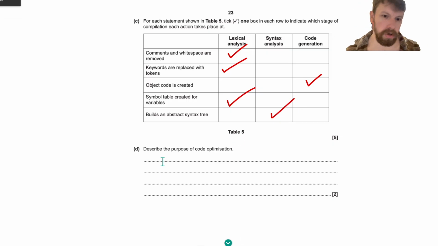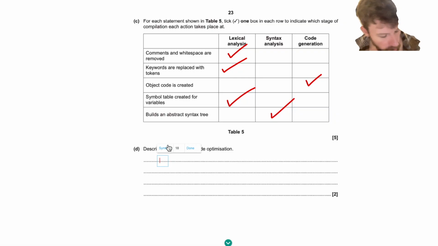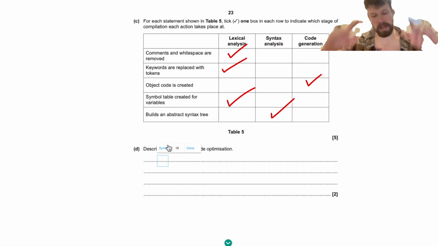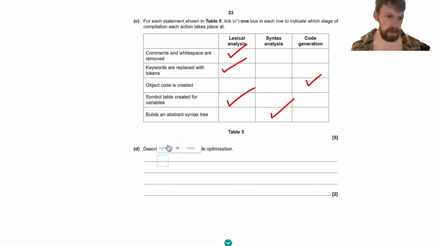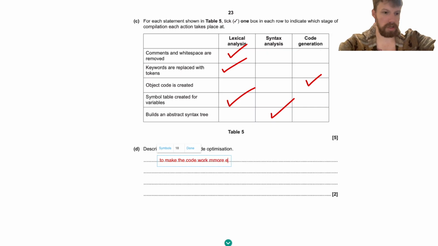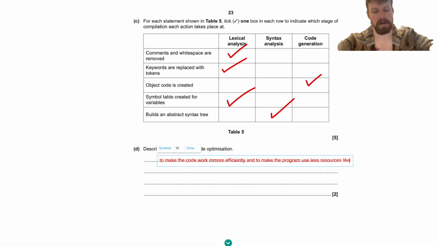Now, the purpose of code optimization, which is a part of compilation, is where we're essentially trying to make our code more efficient. I think people would get the efficiency part, but maybe wouldn't get the second mark in this one, which is actually quite hard to get. So always think about, if it's 2 marks, make 2 solid points. So, to make the code work more efficiently, and to make the program, this is the second mark, use less resources like memory.